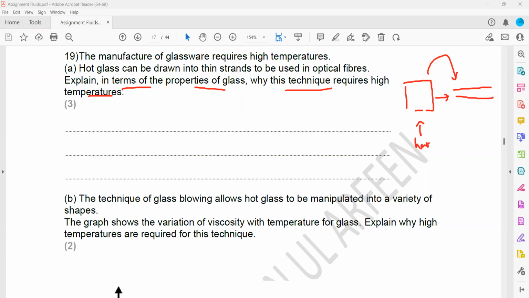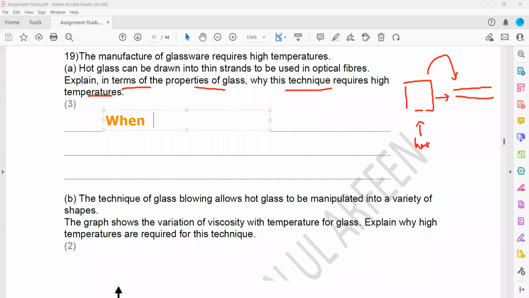The reason is that when we increase the temperature, the viscosity decreases, so the substance can flow. As a result, when the viscosity decreases and it becomes less viscous, it can undergo deformation easily. But at low temperature, the glass is a brittle material. Brittle material means it cannot deform easily.